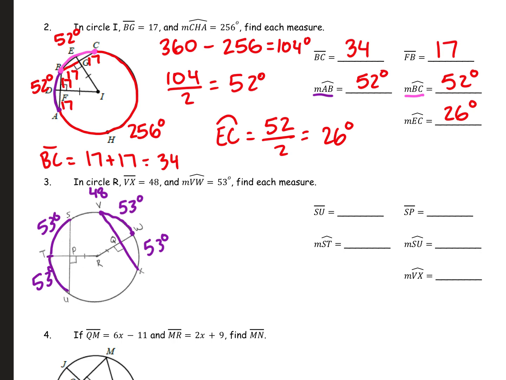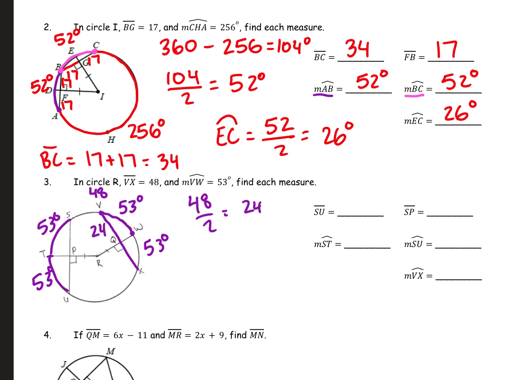These arcs are going to be the same. Now the total length of WX is 48. So if I want to find just VQ, what do I do with 48? Tiffany, what do you think? Divide by 2. Exactly. 48 divided by 2 is 24. That means that VQ is 24.